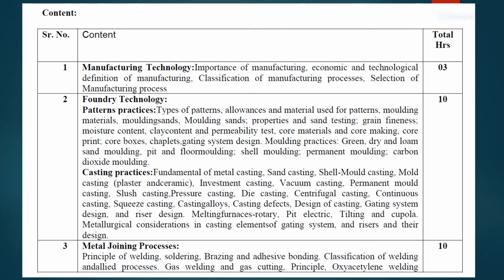Let's see the syllabus of this subject. In this syllabus, there are 6 chapters. After learning the first chapter, you are able to answer some of the questions like what is manufacturing technology, why it is important, and how to select an economical manufacturing process.